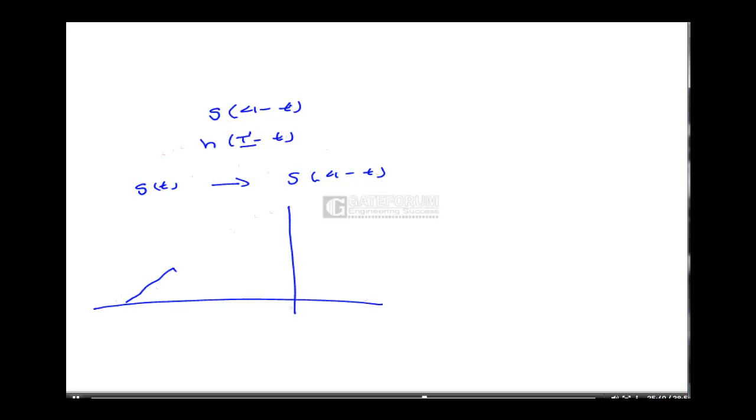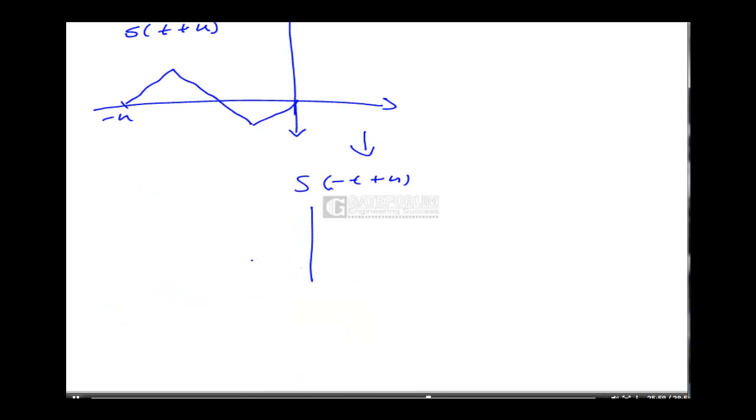Matched filter response will be s of 4 minus t. Generally, it is h of T minus t, where T is the total time within which it spans. Okay, so from s(t) to s of 4 minus t, I will have it like this. First there will be a shift of 4. This is s of t plus 4. From s of t plus 4 to s of minus t plus 4, that will be the reversal of this. So I'll get something like this.